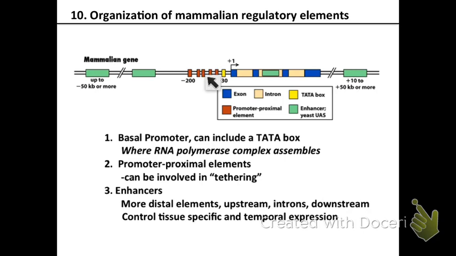These are called promoter proximal elements because they're close to the promoter. They are typically involved in tethering the transcription initiation factors to the promoters. So this is the promoter of the gene. And then you have these enhancers. And for a given gene, you might have multiple enhancers.